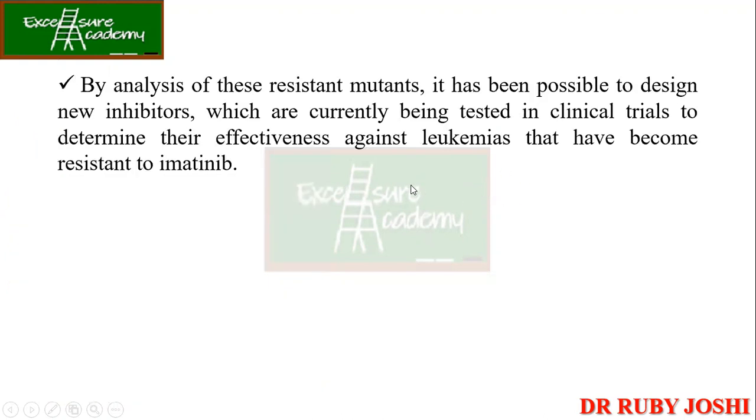So by analysis of these resistant mutants, it has been possible to design new inhibitors, which are currently being tested in clinical trials against the leukemias that have become resistant to Imatinib. So कैसा होता है over period of time कोई भी ड्रग हो, फॉर एग्जांपल अगर आप 10 साल से पैरासिटामोल ले रहे हो, there will be a time when your body will become resistant to the effects of the paracetamol. Then you need to increase either the dose of the paracetamol or you need to change the drug.